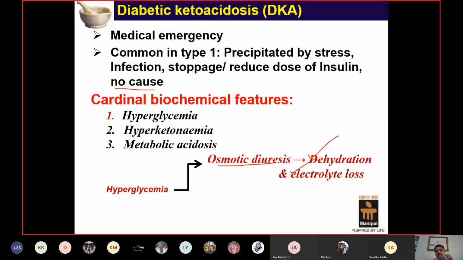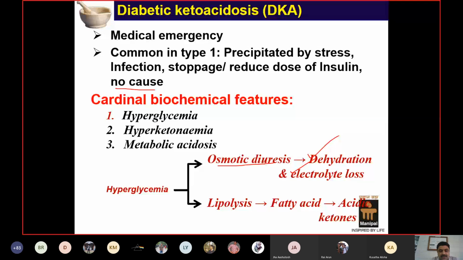So when we control the blood glucose level, then of course slowly the diuresis and the lipolysis, or you can say the problem of ketonemia, can be checked. So this is that.